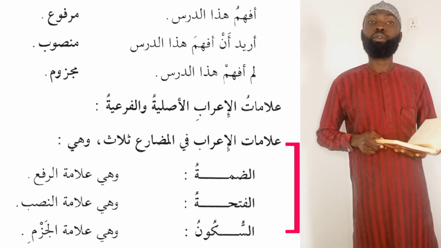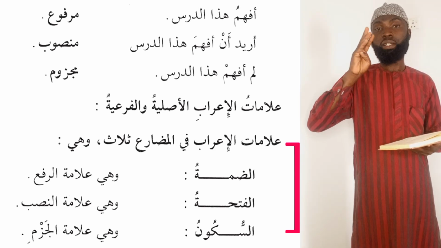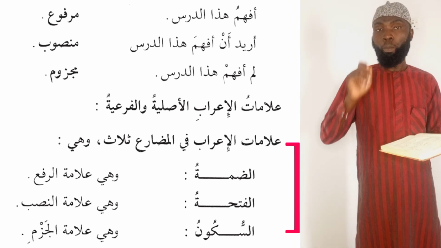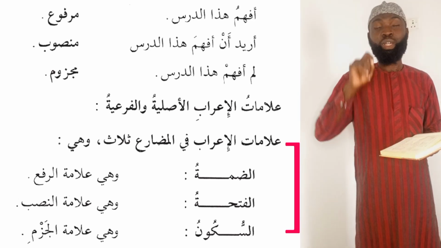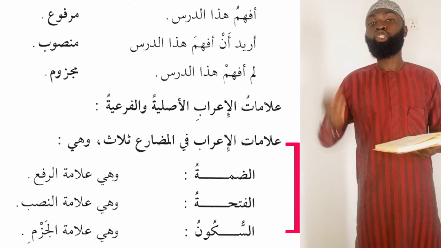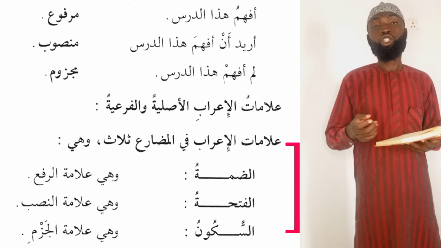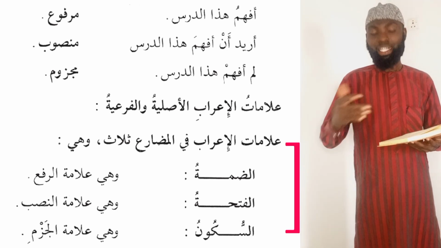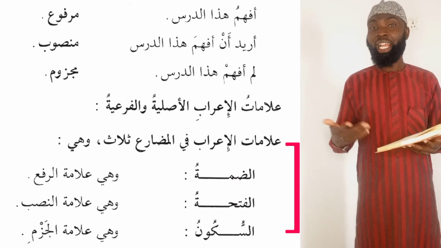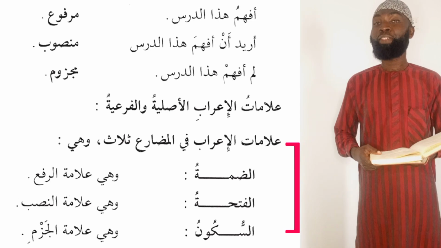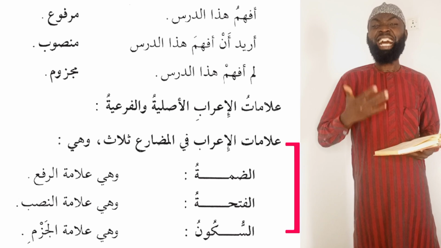We can see alamatul i'rab fil mudari thalathun. The present tense verbs have primary signs of declension which are three. The first one is al-dhamma, which is a sign of indicativeness when a verb is in the indicative case. Then as-sukun, which is alamatul jazm, a sign of the jussive when the verb is coming after the word lam or in and the likes of them. Then al-fatha, the third sign. So a present tense verb can also end with fatha, which is the sign of nasb, subjunctiveness, when the verb is coming in the subjunctive case, like when I say lan adhhaba.